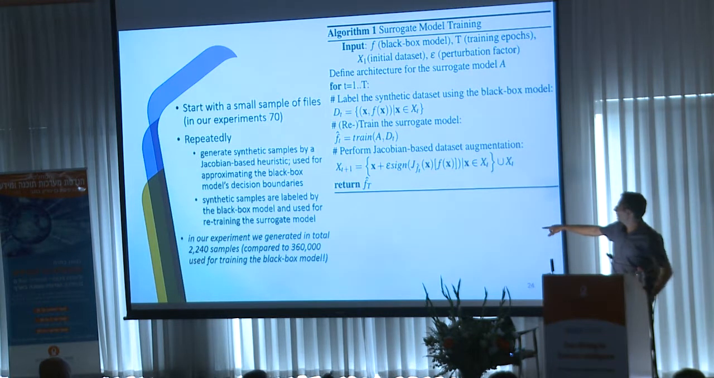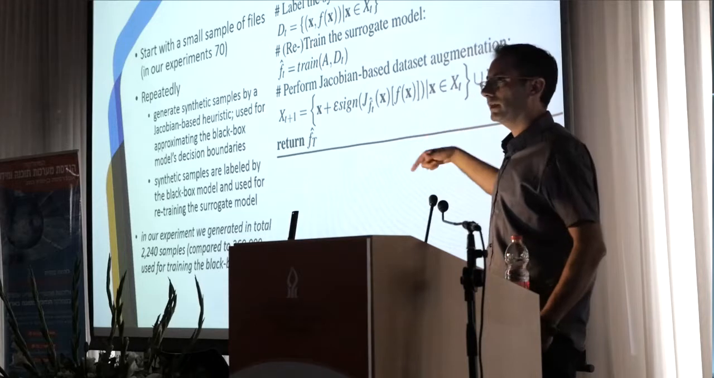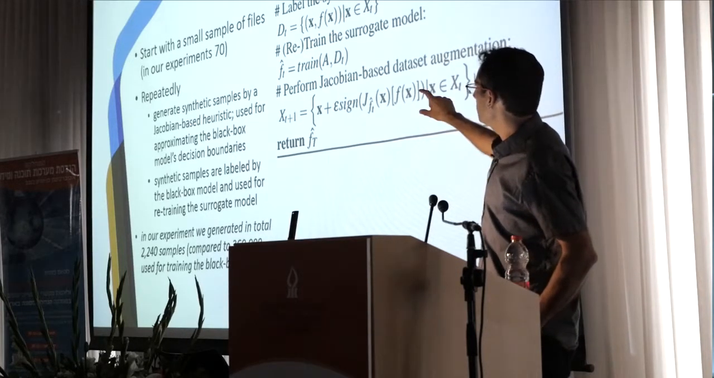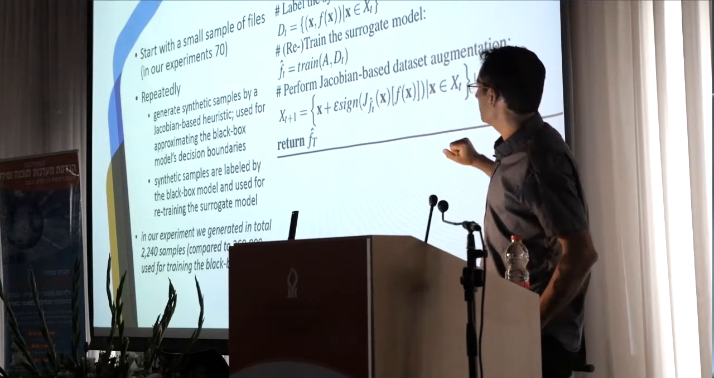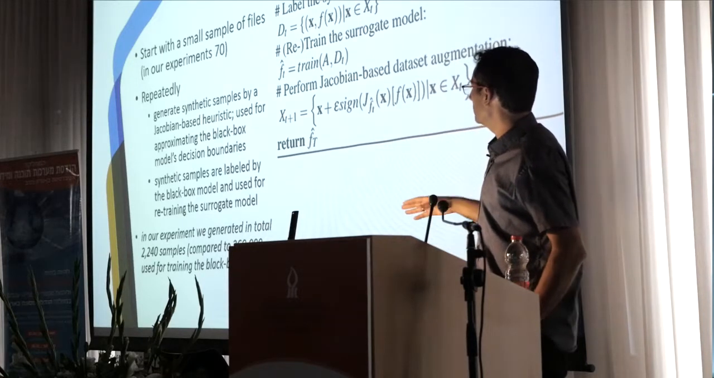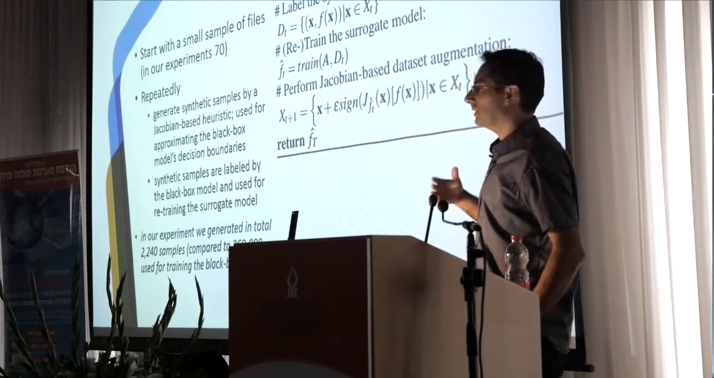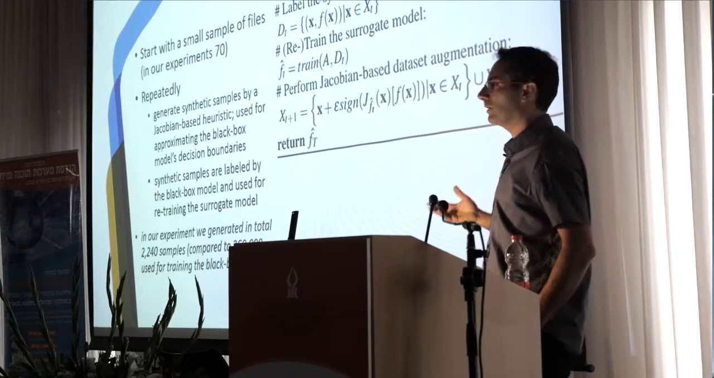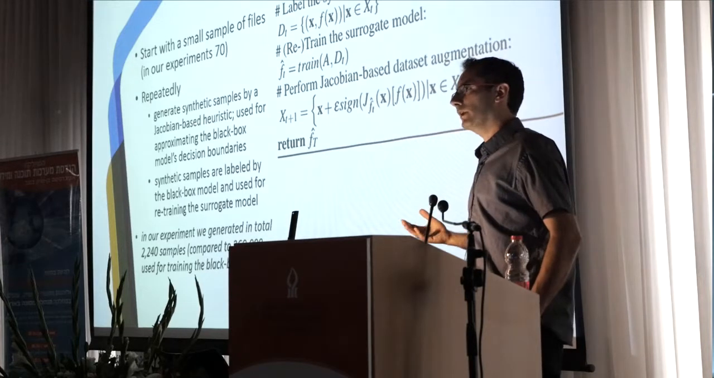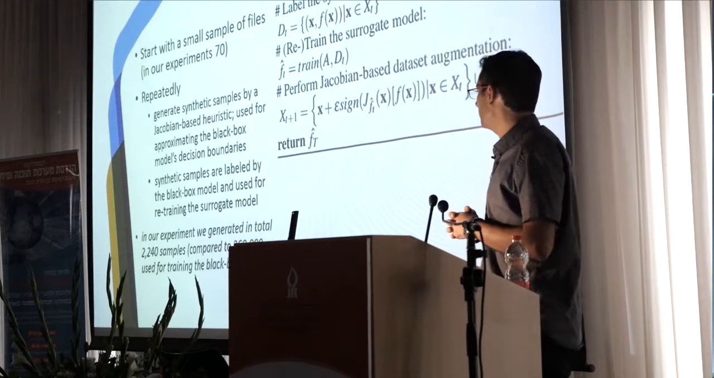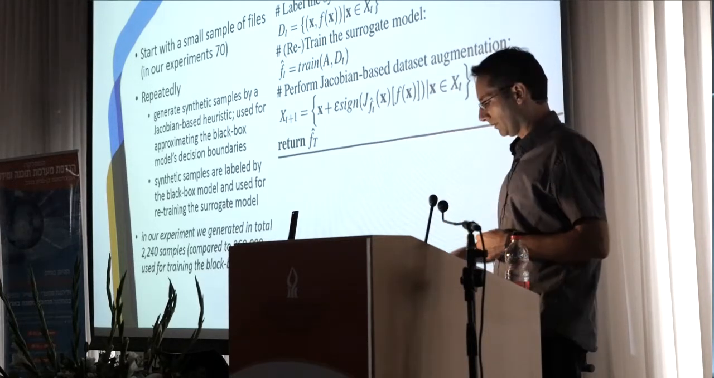Just for the evaluation, in this case, this process is repeatedly done, starting from this small set of examples. In our experiment, we learned the surrogate model based on a little bit more than 2,000 examples, while the Blackbox model was trained on 360,000 examples, and we were able to approximate the model and execute the attacks eventually.